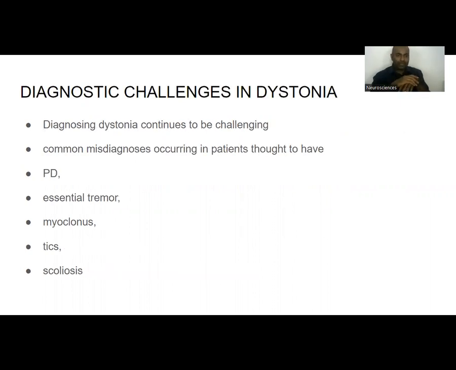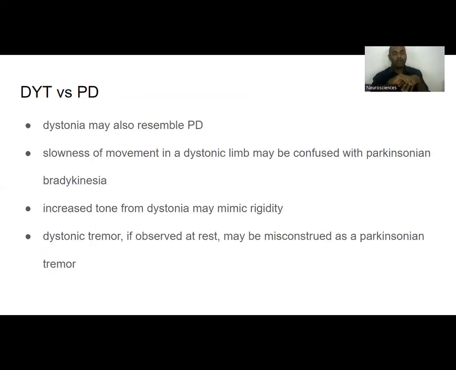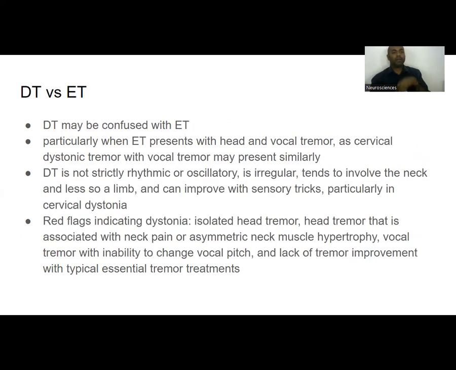So as you saw in the videos, dystonia can be quite challenging to diagnose. So common misdiagnoses occur: PD, essential tremor, myoclonus, tics, scoliosis. They are all diagnostic challenges. The dystonia may resemble Parkinson's disease. Slowness of movement in the dystonic limb may be confused with Parkinsonian bradykinesia. Increased tone from dystonia may mimic rigidity. And dystonic tremor, if present at rest, may be misconstrued as a Parkinsonian tremor.